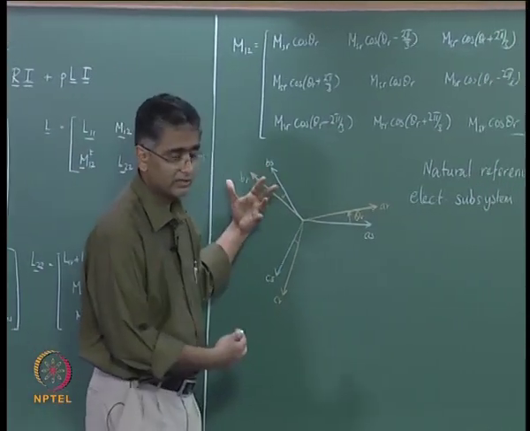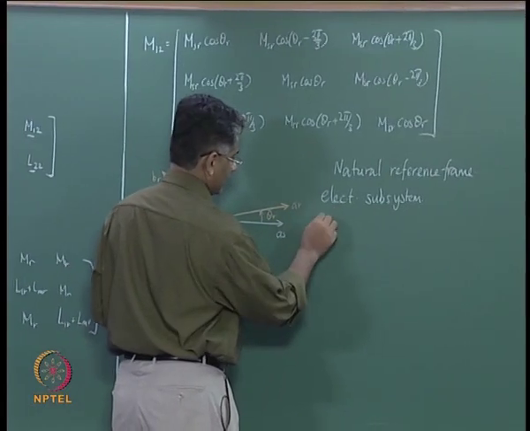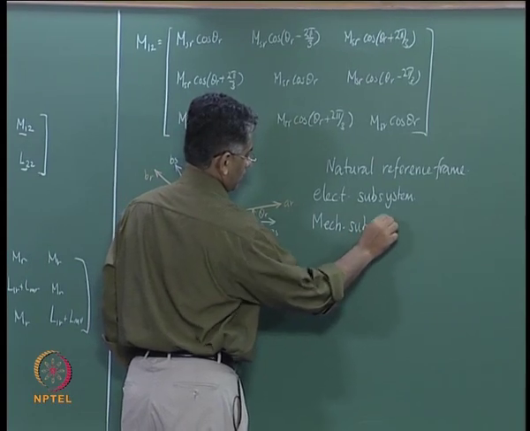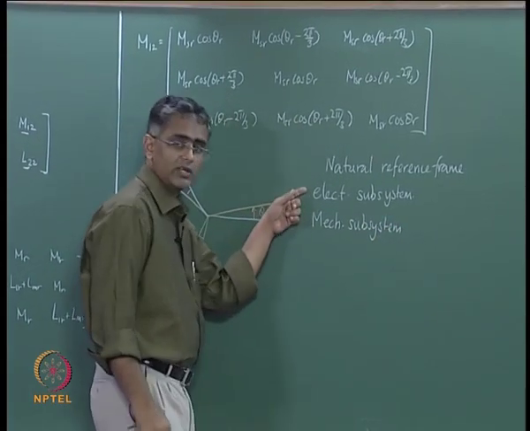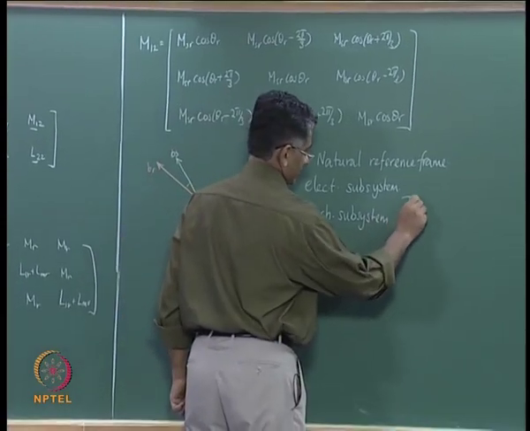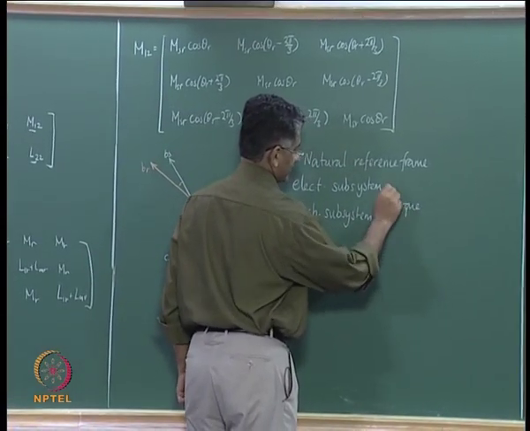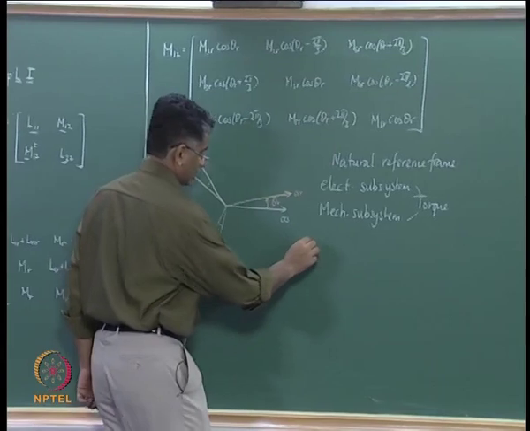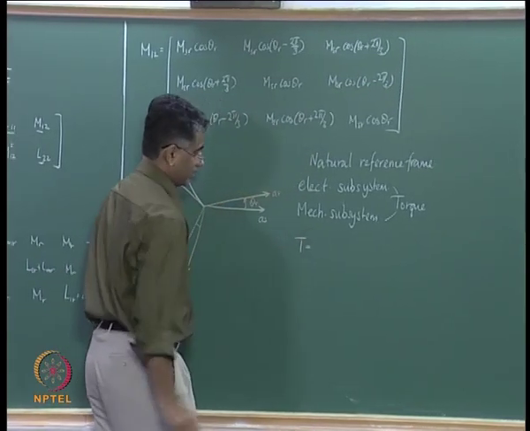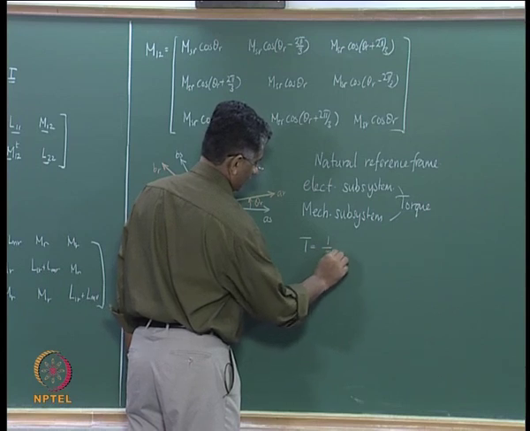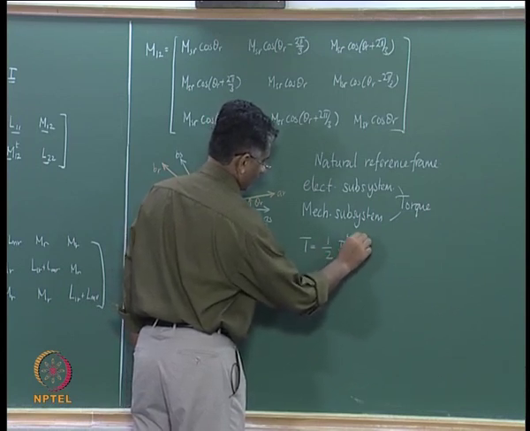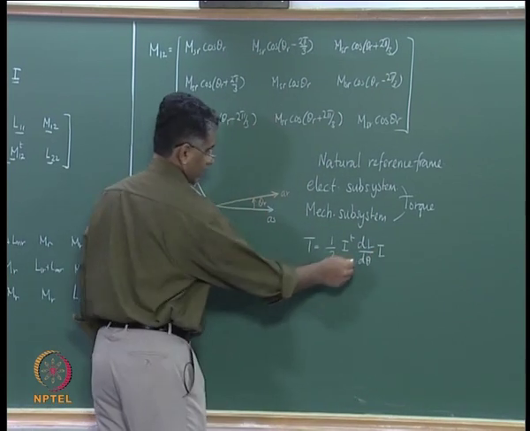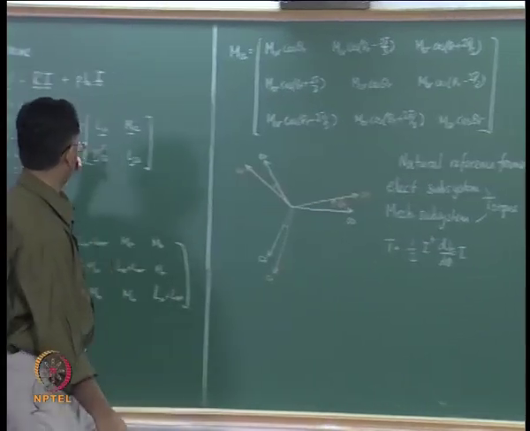Therefore, in order to complete the description, you need to describe the mechanical subsystem as well, and the link between the electrical subsystem and the mechanical subsystem is provided by the torque that is generated, and therefore you need an expression for the torque. Torque, as we have seen earlier, can be described as half of I transpose dL by d theta into I, where L is the matrix L as given here.